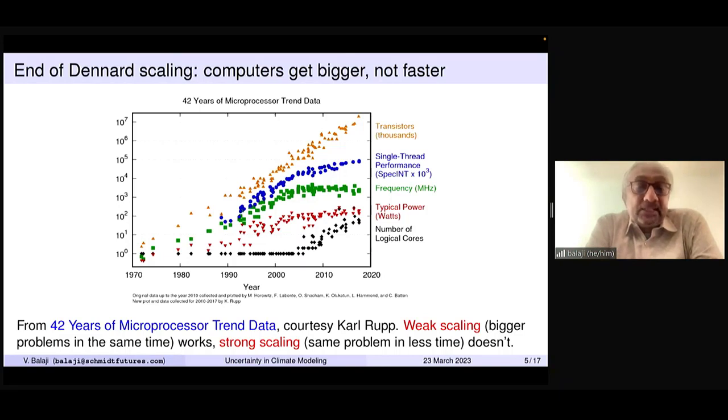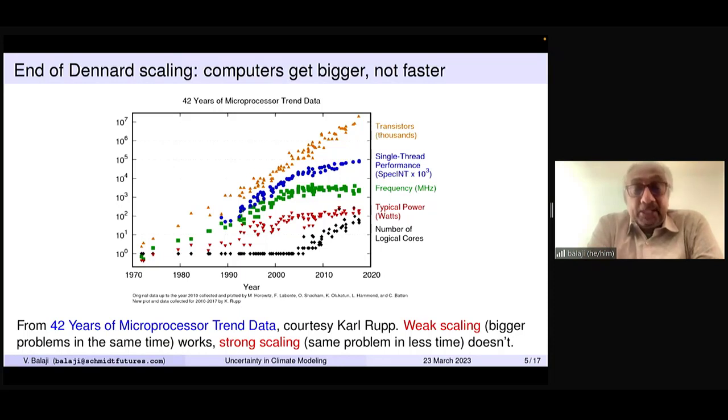It topped out at around a gigahertz, around 10 to the 3 megahertz in this graph. That means you can do an operation in about a nanosecond. That has not got faster in about a decade. So what this means is that you can do weak scaling problems. You can do bigger problems in the same amount of time. That could mean a higher resolution model or a more complex model. You cannot do strong scaling.